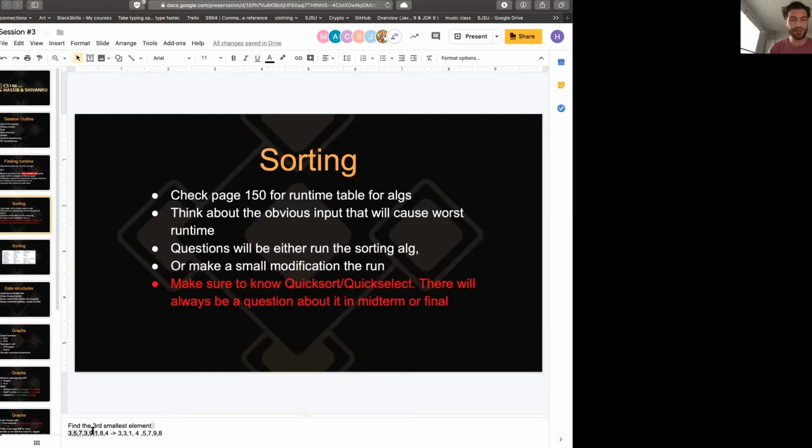But here, since we're working with quick select, I did my first partition. I'm looking for the third smallest. My third smallest will be sitting in this partition because it's of size 3. So I know for sure that the third smallest element will be in that section, so I'm not going to touch the right partition.